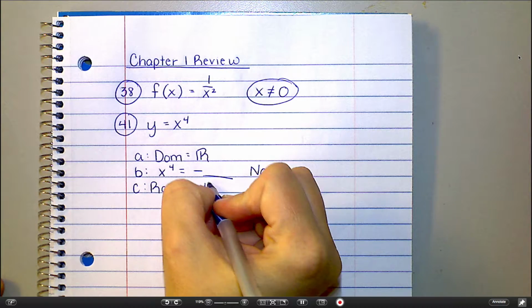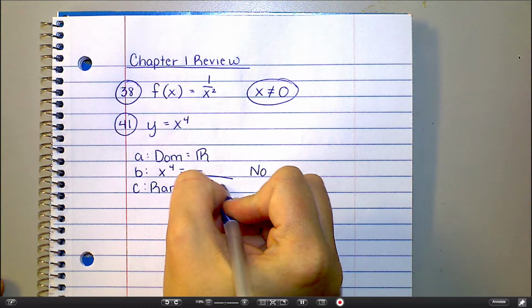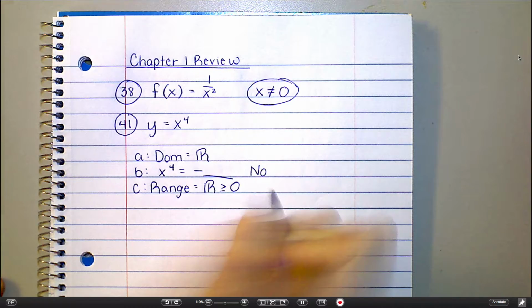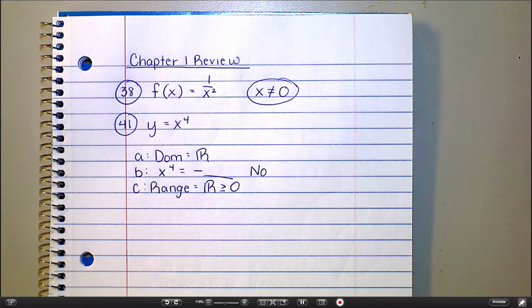So I would probably list it like this: all real numbers greater than or equal to 0. Do you see how that's really saying the positive numbers, but it also includes 0? Okay, so that would be your range for that one. Good? Does that make sense? Okay, what else do you want to talk about?